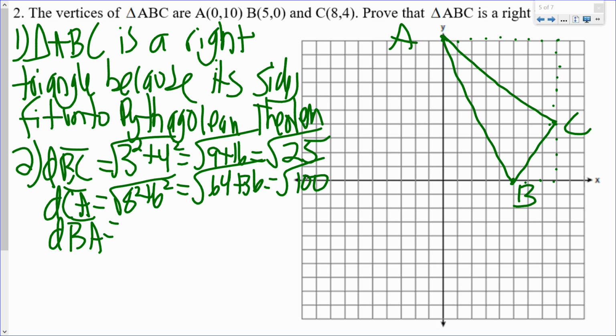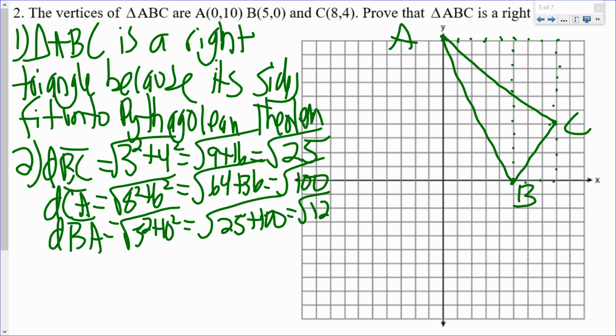And again, I'm going to leave that as a radical. You'll see why afterwards. It's going to make my next step easier. BA: 1, 2, 3, 4, 5, then 1 through 10. 5 squared plus 10 squared. That's 25 plus 100. That's radical 125.